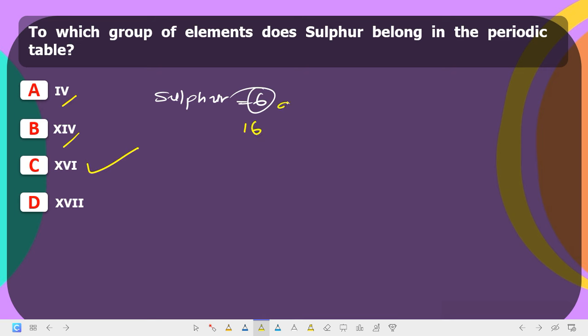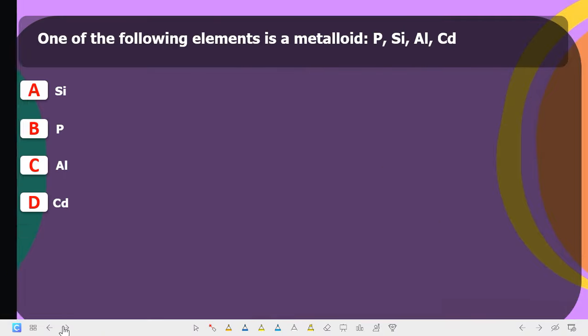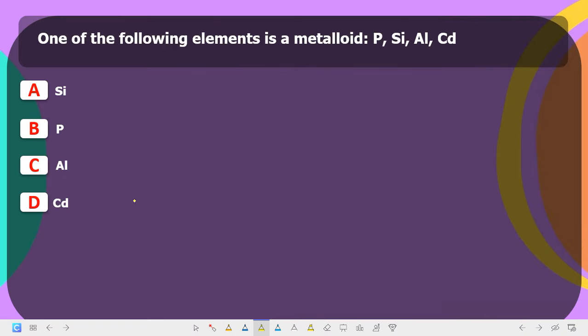Either group 6A or group 16 when you are considering the 18-group configuration. If you are considering the periodic table as having 18 groups, it will be in group 16. Each of these groups is 1, so this will be 1, 2, 3, 4, 5, 6, 7, 8, 9, 10, 11, 12, 13, 14, 15, 16. Are you getting it? This is where sulfur is here. So that is that to that question. Now, let's look at the next question.